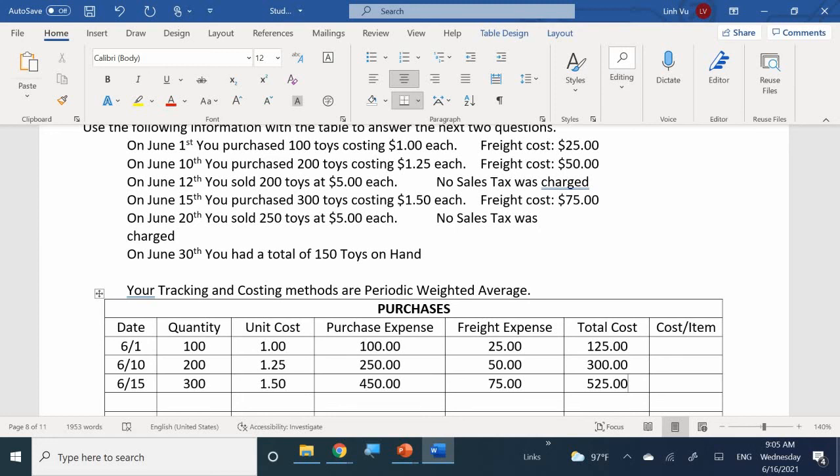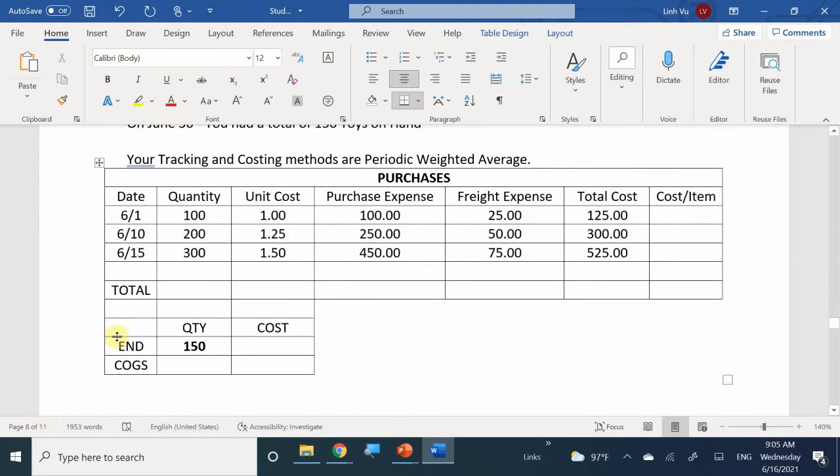However, we have on June 30th a total of 150 items on hand. Now, our costing method is weighted average. So in this case, what should my numbers look like? We have a total of 600 items at a total purchase expense of 800, with a total freight of 150, with a total cost of 950.